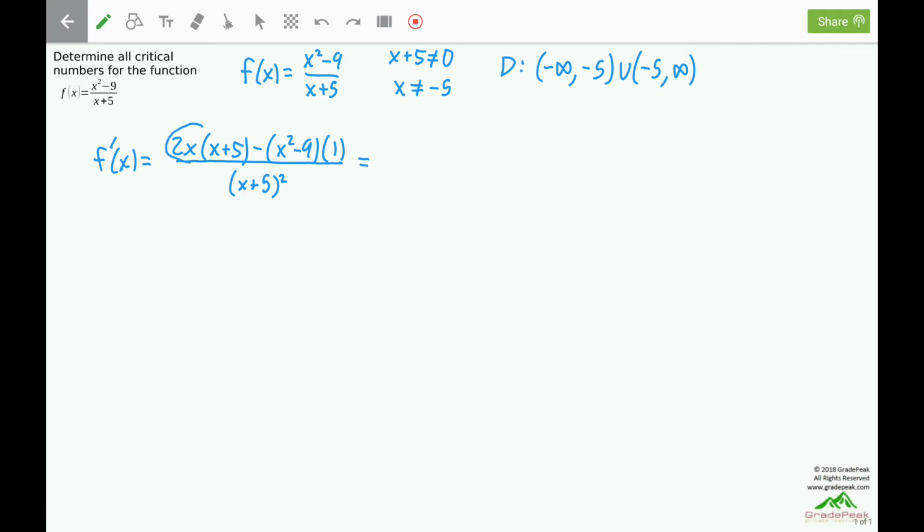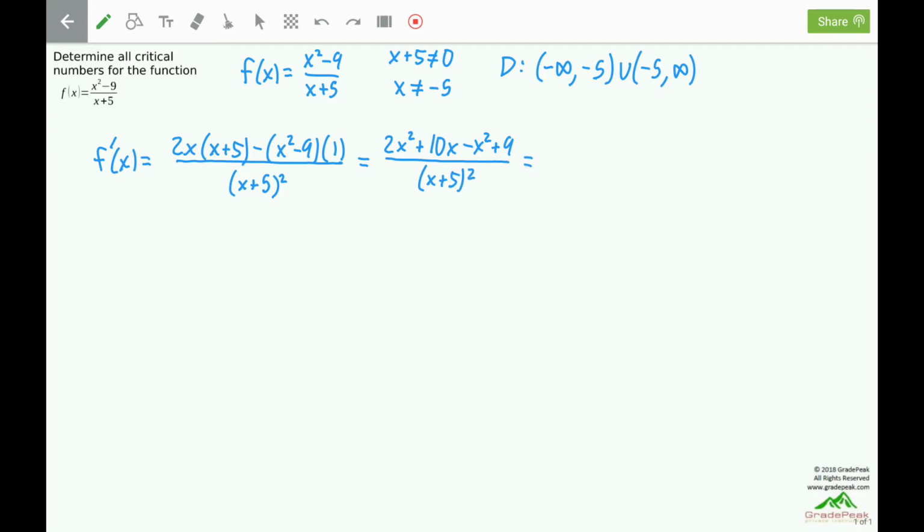In the numerator, we can distribute the 2x in here, which will give 2x squared plus 10x. And we can distribute the negative 1 in here, which will give a negative x squared plus 9, over, and we will leave the denominator alone.